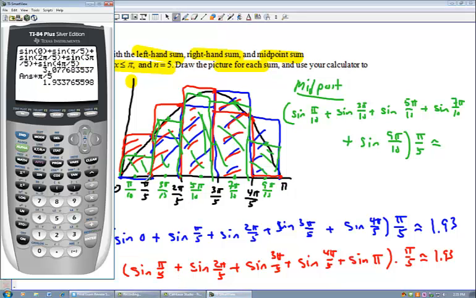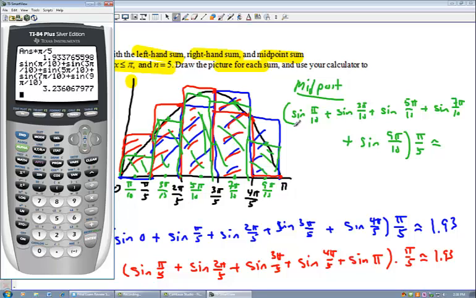So on your calculator, take it out, sine, second pi, divided by 10, in parentheses, and then we'll add sine of 2 pi, sorry, so it's not 2 pi, but 3 pi, so 3 pi divided by 10, plus the sine of 5 pi divided by 10, plus the sine of 7 pi divided by 10, plus the sine of 9 pi divided by 10 in parentheses, and I'll hit enter.